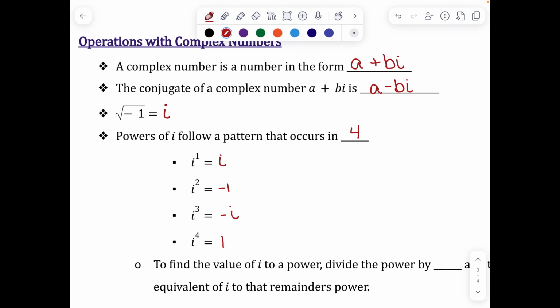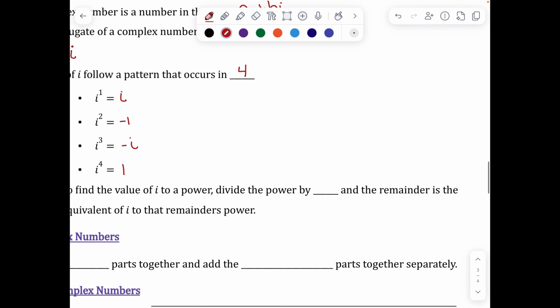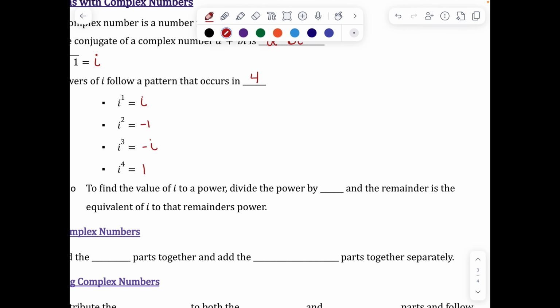So when we're asked to find the value of i to a power, we're just going to divide the power by 4, and the remainder is the power of i that we use. So basically, if 4 goes into the number 10 times with 3 left over, you'd be left with i to the third, so your answer would just be -i. And we'll go through some examples.